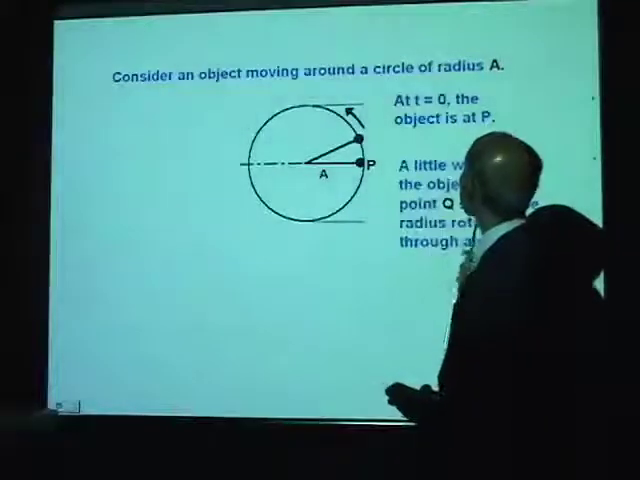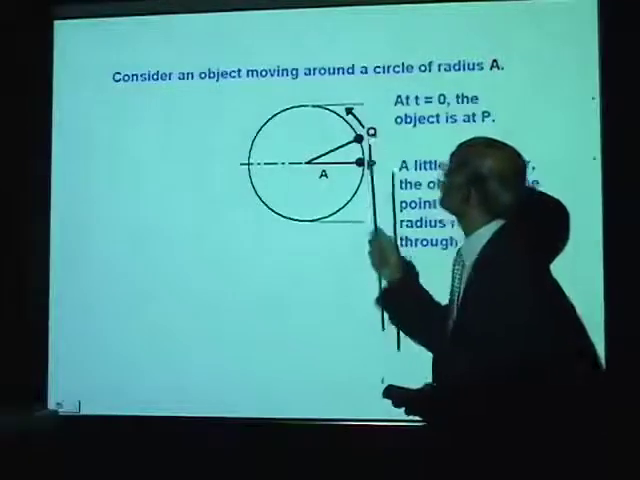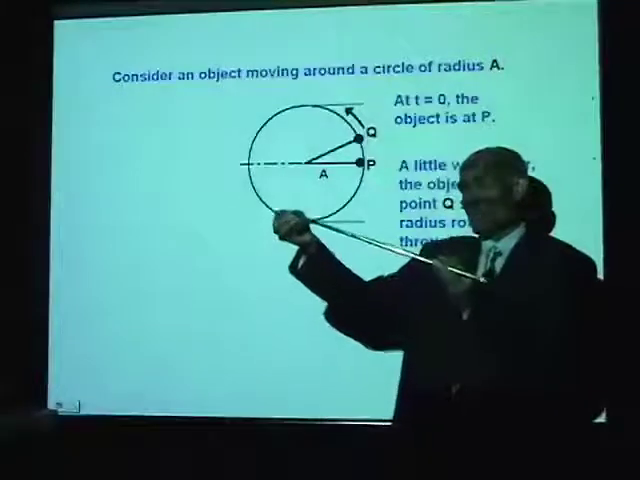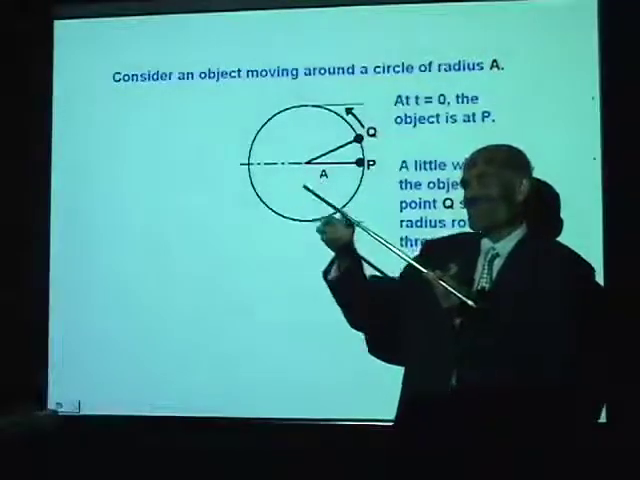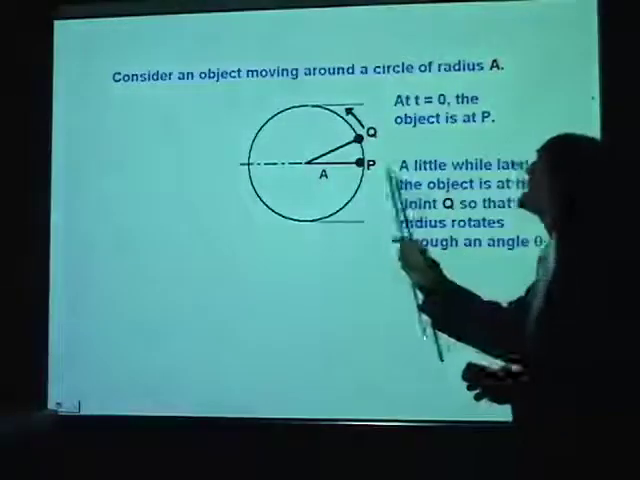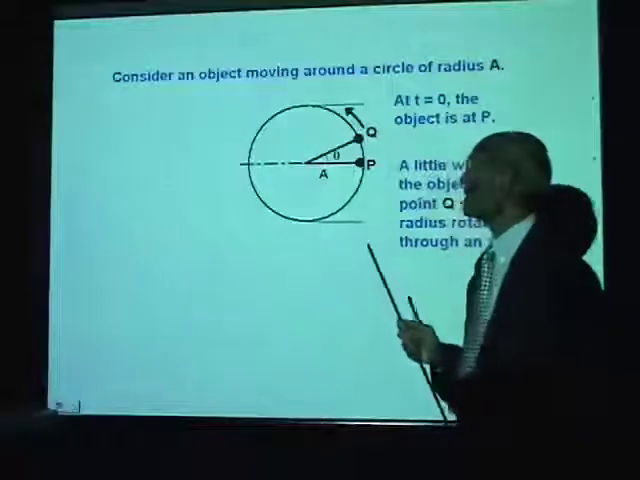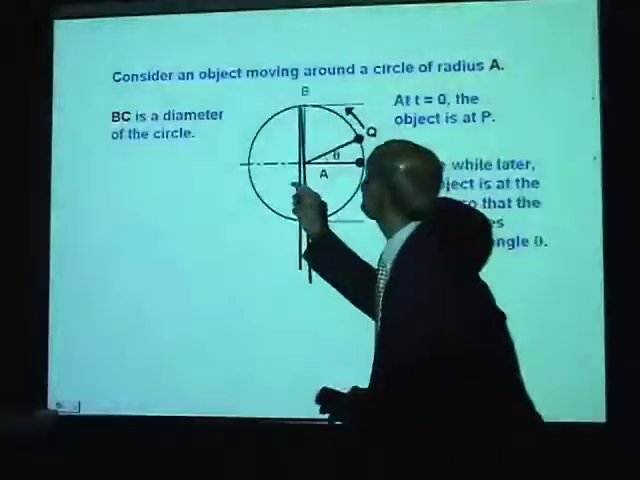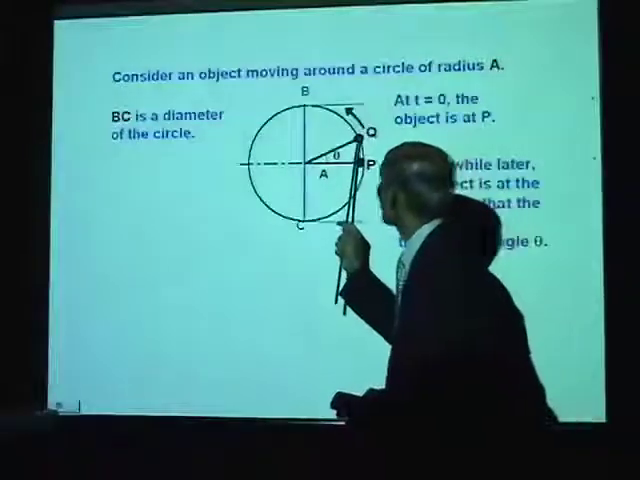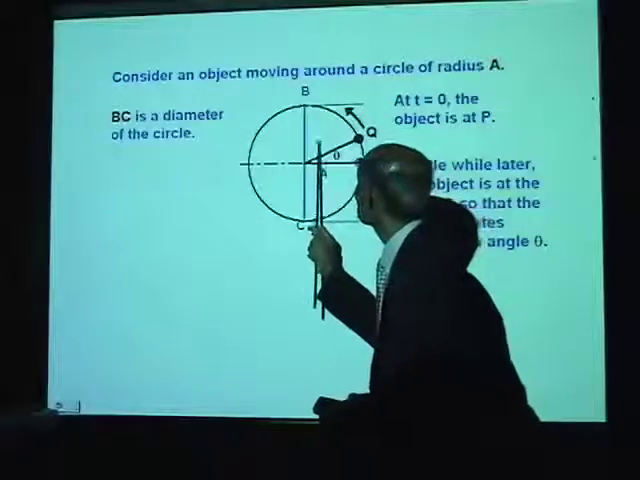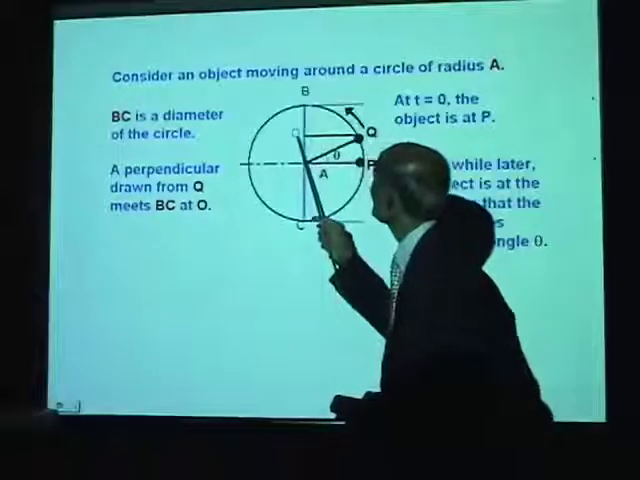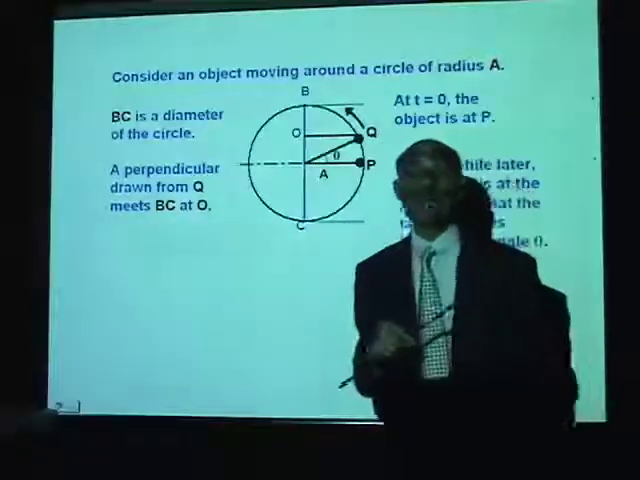Now, a little while later, the object comes to the position Q. You see? This is the position P. A little while later, the object is at Q. That means the radius has now rotated through an angle theta. So that's the angle theta. Okay. BC is the diameter of the circle. And what I want to do is draw a perpendicular from Q to that BC.